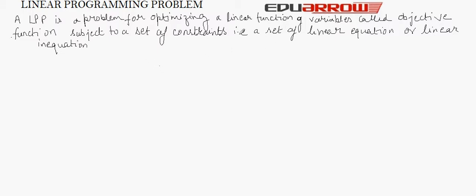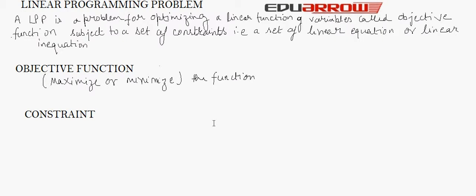Now let us discuss what is the objective function. A function which is to be optimized, that is either maximized or minimized, is called an objective function. Now, come to the constraint. Constraint means the system of linear equations under which the objective function is to be optimized. These are called the constraints.